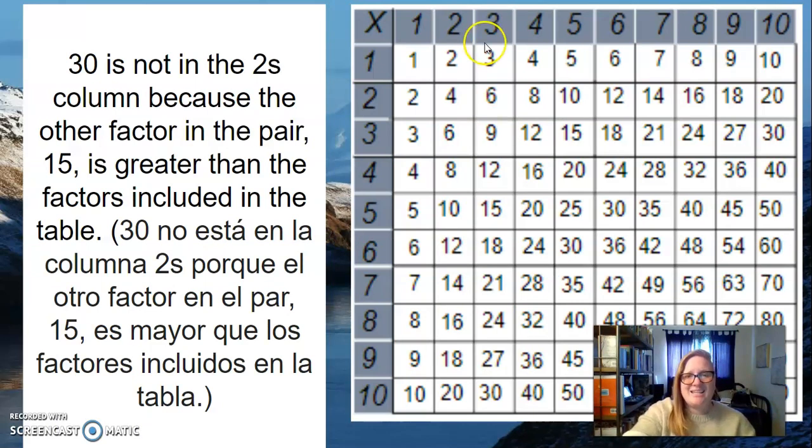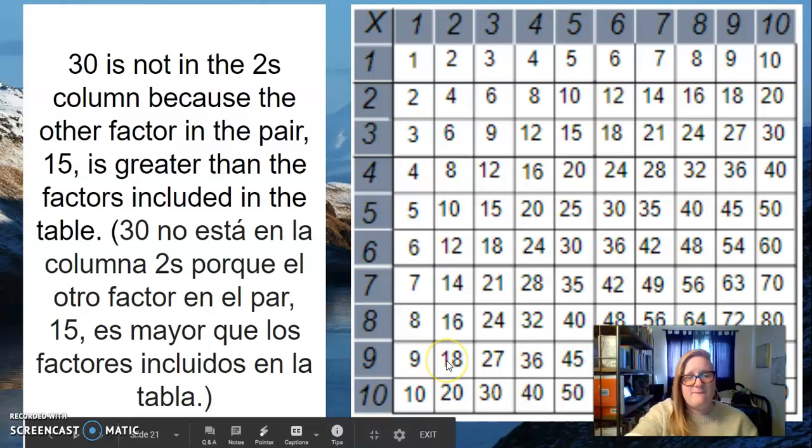30 is not in the 2's column because the other factor pair, 15, right here, okay, this only goes down to 10. And 15 is greater than the factors included in this table. So let's say if it went all the way down to 15, then we could see it on the table, 15 times 2 does equal 30.